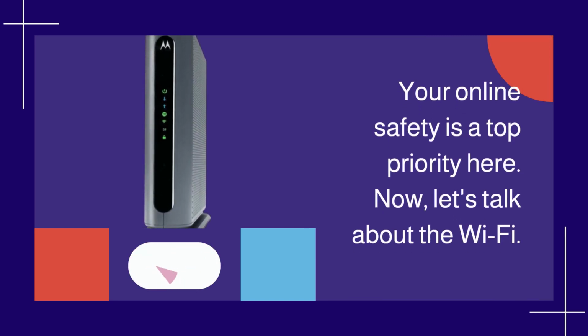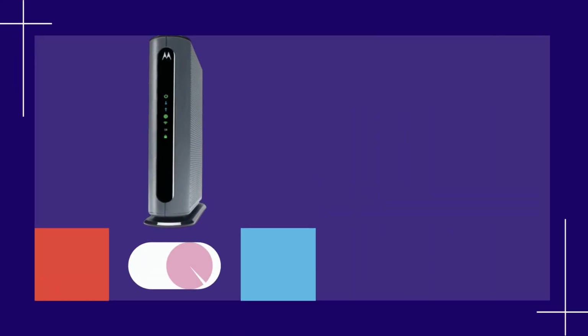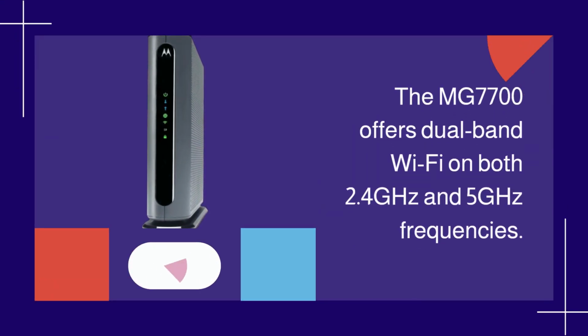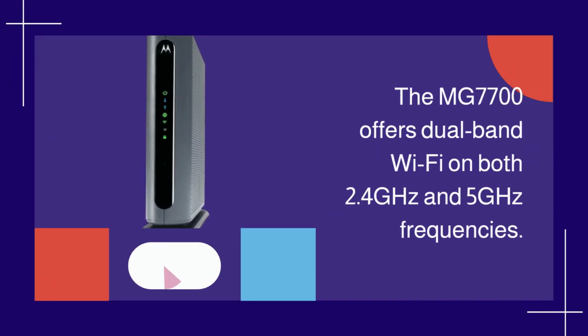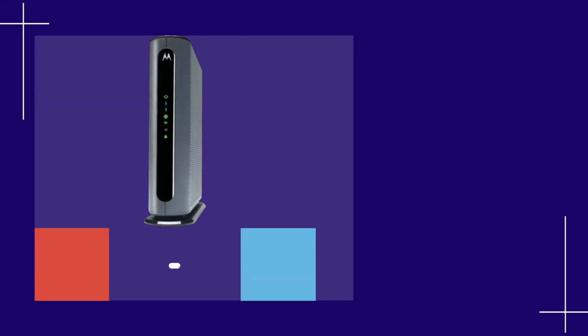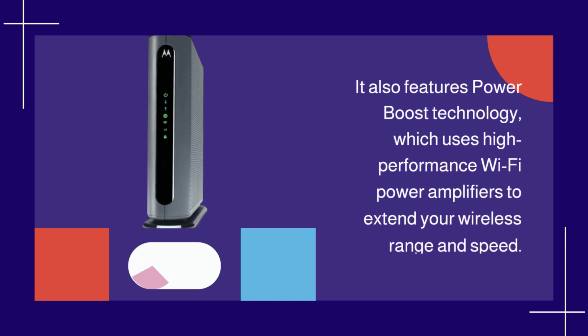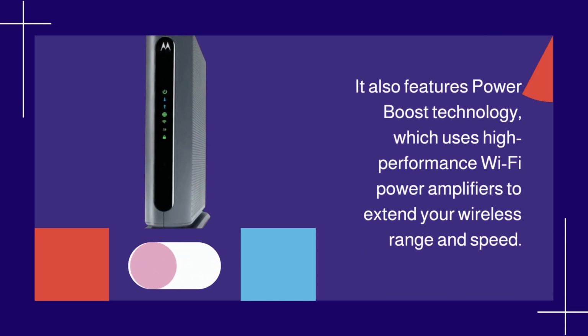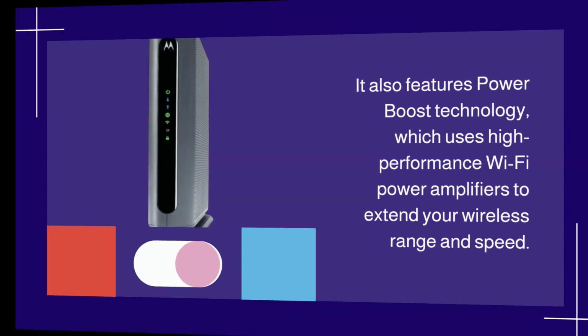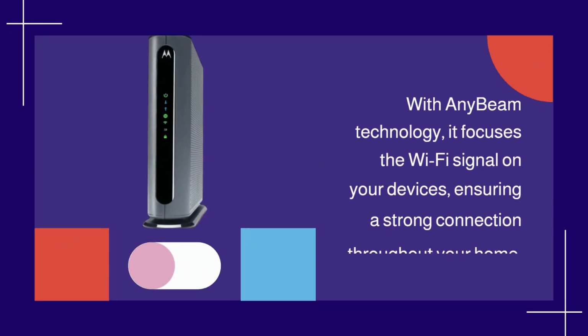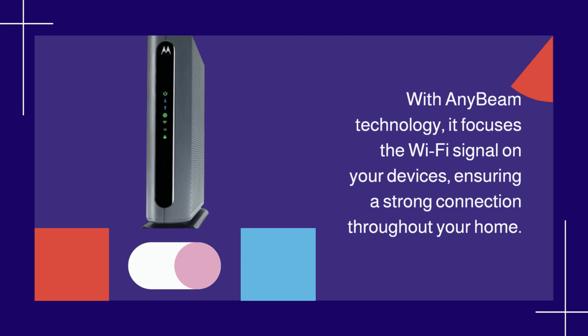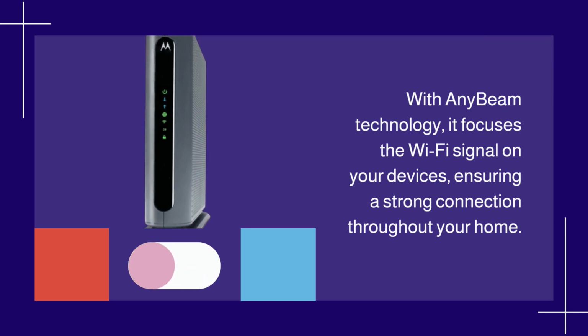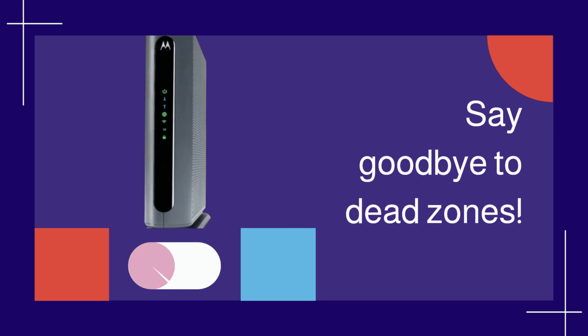Now, let's talk about the Wi-Fi. The MG7700 offers dual-band Wi-Fi on both 2.4 GHz and 5 GHz frequencies. It also features power boost technology, which uses high-performance Wi-Fi power amplifiers to extend your wireless range and speed. With Beamforming technology, it focuses the Wi-Fi signal on your devices, ensuring a strong connection throughout your home. Say goodbye to dead zones.